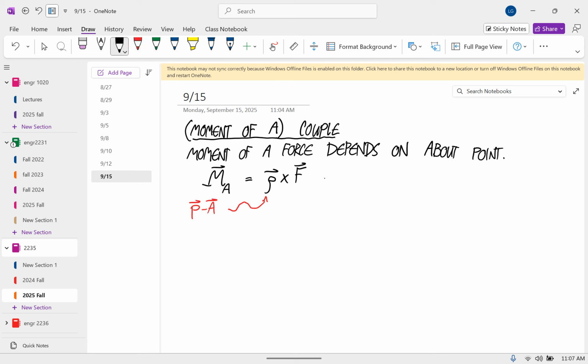And so you could also expand this and write it as P minus A crossed with F. That P minus A is mathematically a way of saying a vector going from A to P. So does the moment of a force depend on the about point? Yes, because you can see it right there in the equation, that A is there and you can't do anything about it. It's a type of load that makes things rotate.